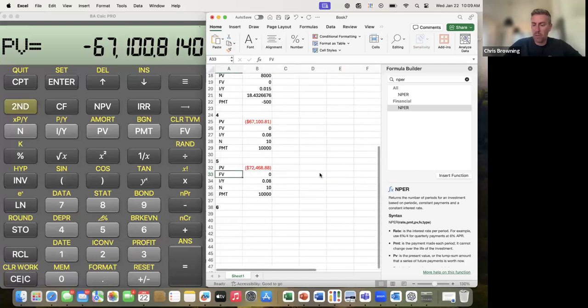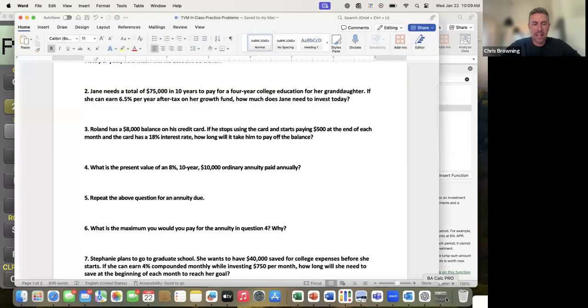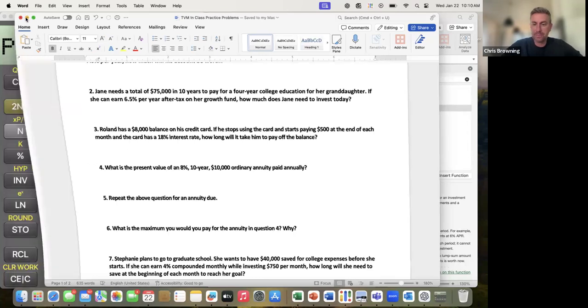Let's just clear that out of there so we're not wondering what that is later. And then let's look at number 6. Number 6 says, what is the maximum you would pay for the annuity or for the longevity insurance in question 4? Now, I want to make one qualifying statement before we answer this question. I'm going to change this to say, what is the maximum you would pay if timing didn't matter? If it didn't matter if your client received the payment at the beginning of the period or at the end of the period. Sometimes it does matter, but in this case, let's say that timing does not matter. And so what's the maximum amount we would pay for the annuity in question, and why?